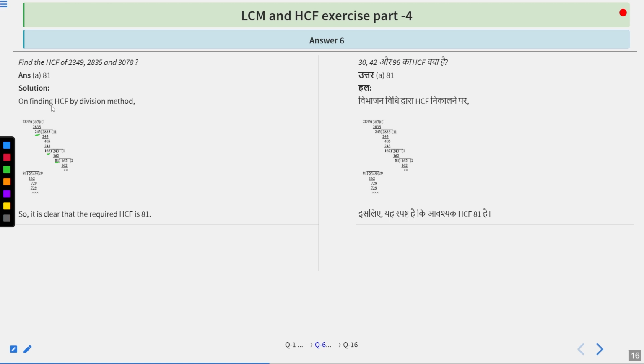Now we will divide the previous divisor, that is 162 by 81. It will cancel out, remainder is 0. So 81 is the HCF of 2835 and 3078. Now the third number 2349 also has to be checked by 81. So when we divide 2349 by 81, it is cancelling out and the remainder is 0. That means 81 can divide all the three numbers. So our HCF is 81. Option number A is the correct answer.